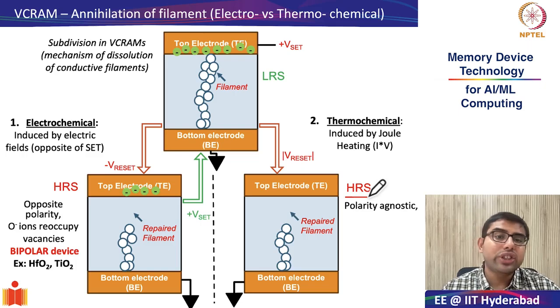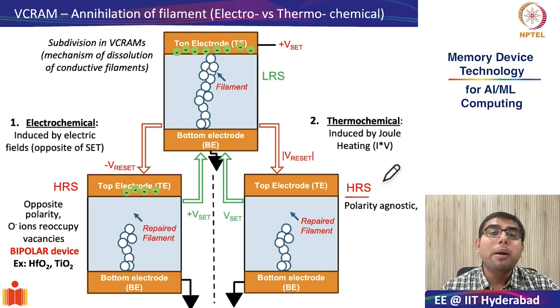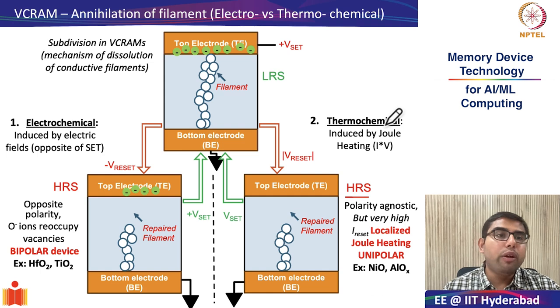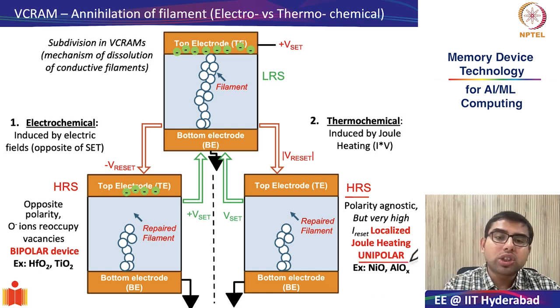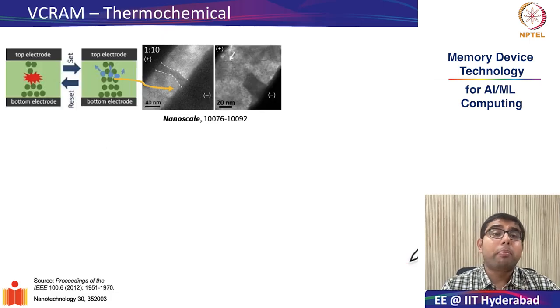All of this is catalyzed by localized Joule heating. And therefore we say that thermochemical devices are inherently polarity agnostic. And therefore thermochemically driven VC-RAM cells are called unipolar devices. Some examples of unipolar thermochemical VC-RAMs are NiO, nickel oxide, and aluminum oxide based RRAM cells. So let us look at some practical examples of thermochemically based VC-RAM cells.